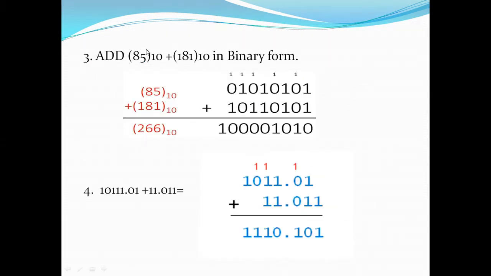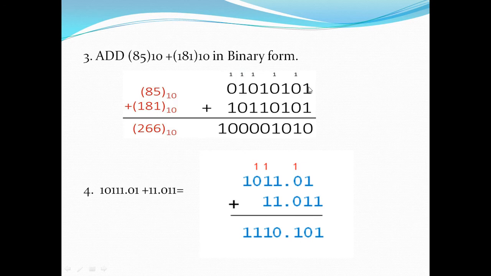Now see the next example. We have to add two decimal numbers together but in binary form. We have to add 85 with 181 in binary form. First we will convert 85 and 181 into binary form. We'll show the decimal addition also and the binary addition also. The decimal addition gives the answer 266, and now the binary addition.